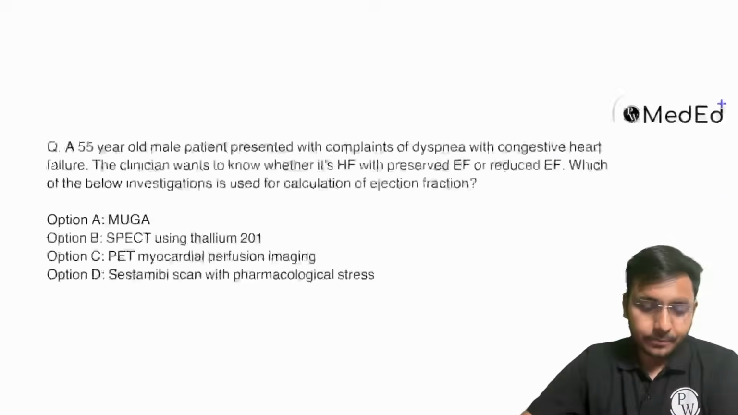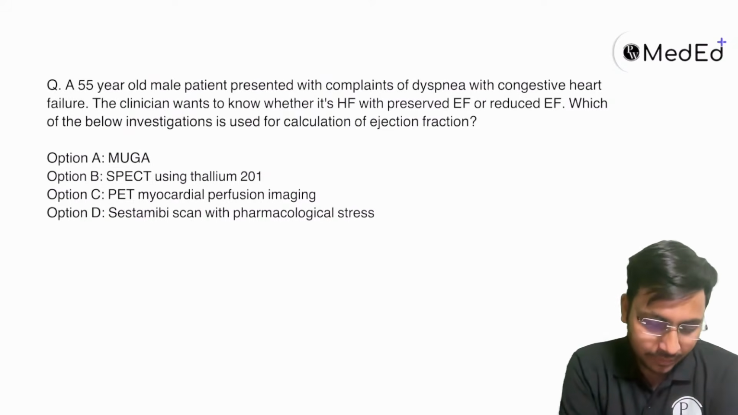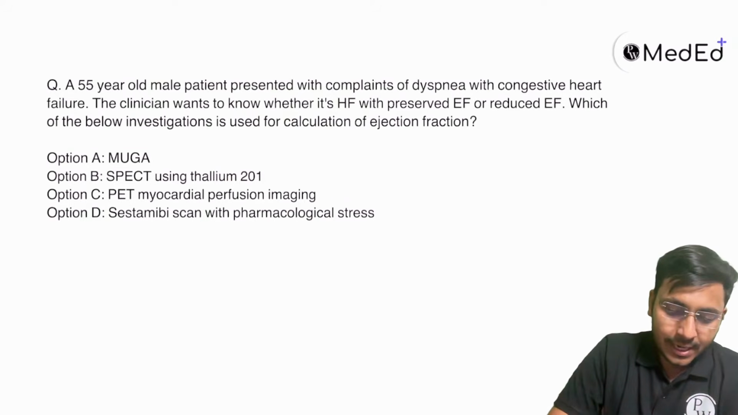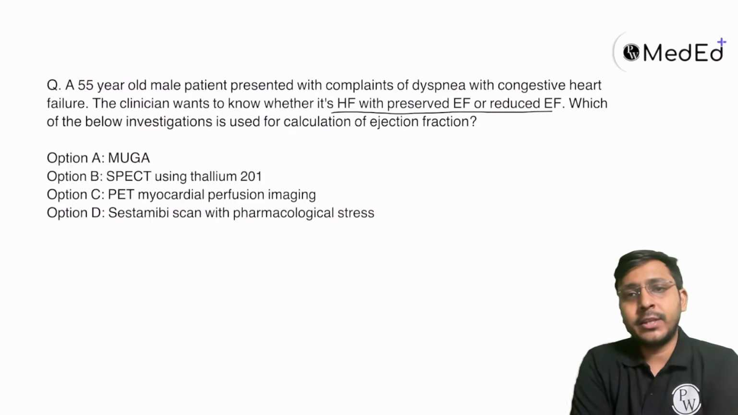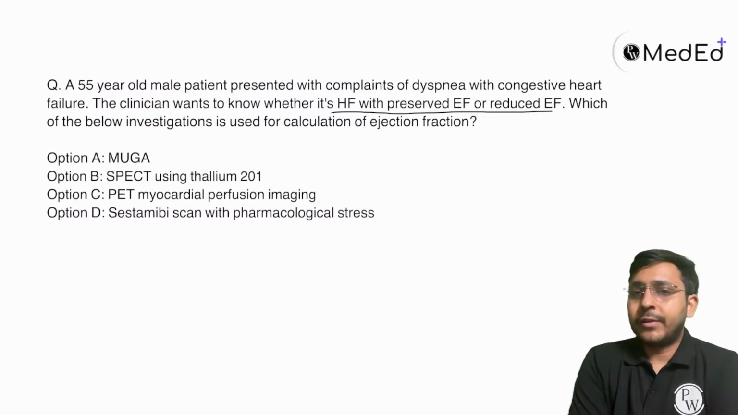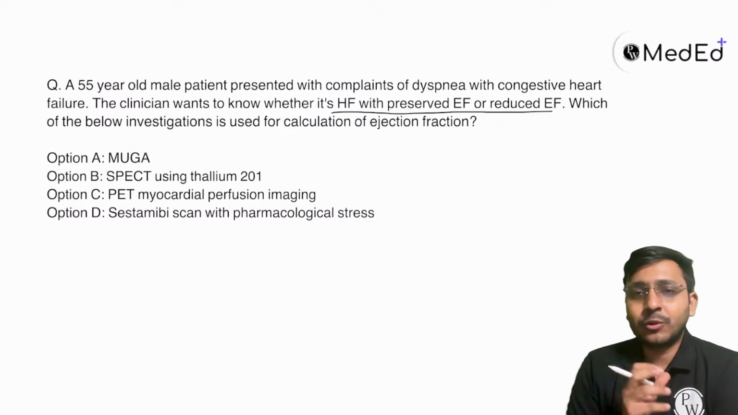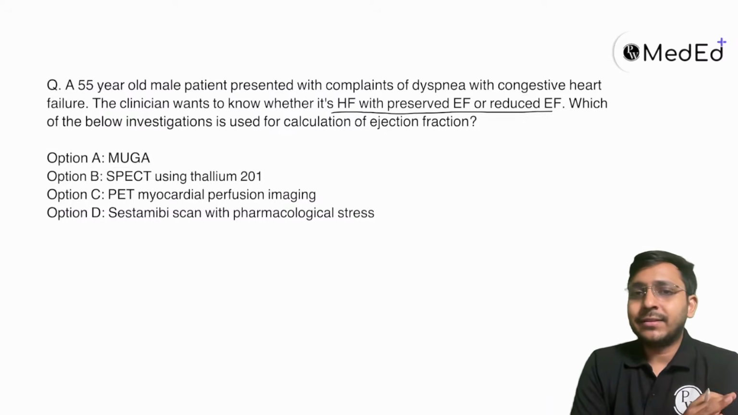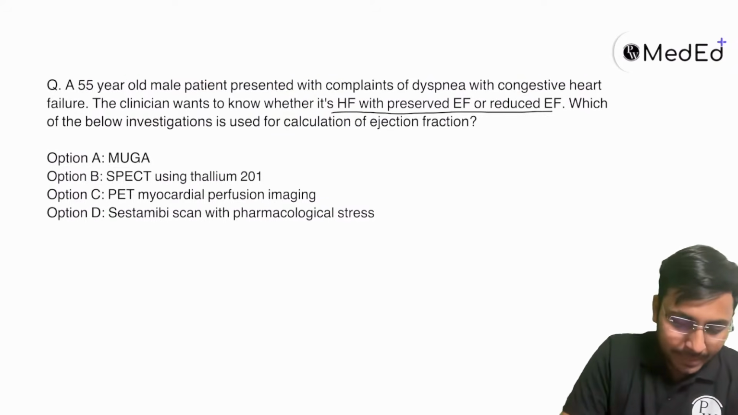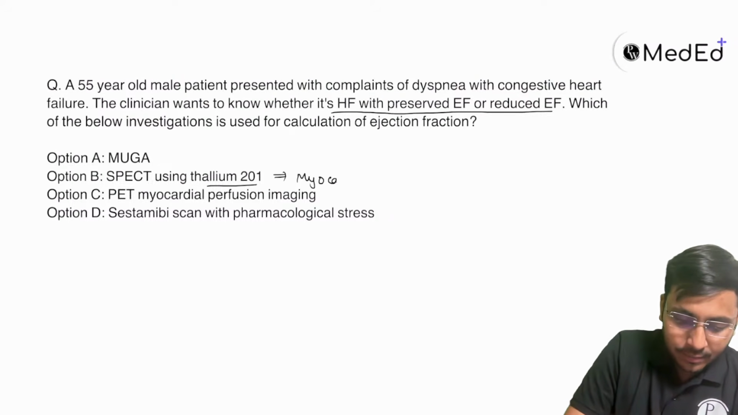Good guys, great. A 55-year-old male patient presented with complaints of dyspnea and congestive heart failure. The clinician wants to know whether it's heart failure with preserved or reduced ejection fraction. Which investigation is used to calculate the ejection fraction? First of all, nuclear medicine scan is not used nowadays, but for the sake of this question, which cardiac nuclear medicine scan is used to calculate ventricular volumes? SPECT using thallium-201 is used for myocardial perfusion.